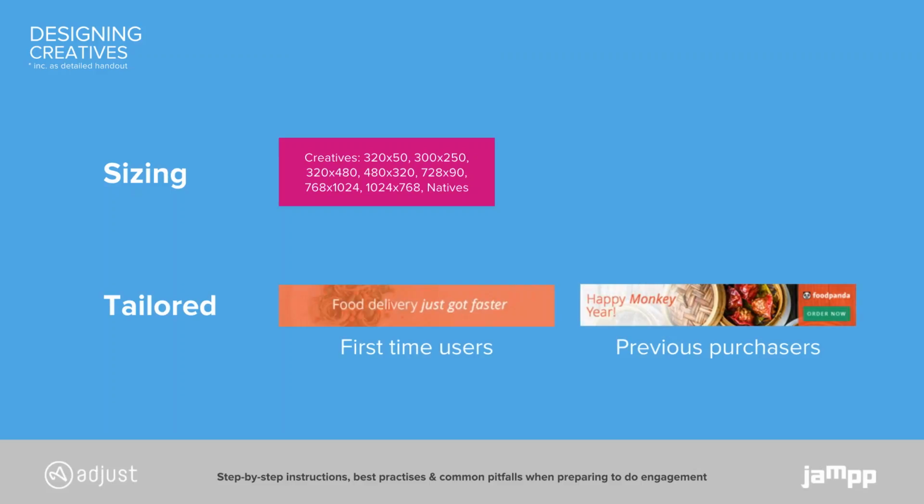Secondly, we can help you to tailor-make your banners for different segments. Notice in this example how for first-time users of a food delivery app, we're emphasizing that they can get their food sent to their door in just 30 minutes, right? Which is a great value proposition. But in the example on the right, we're targeting an existing customer who likes Chinese food. And we know that from the Adjust data. They're more likely to click when we remind them that it's Chinese New Year.